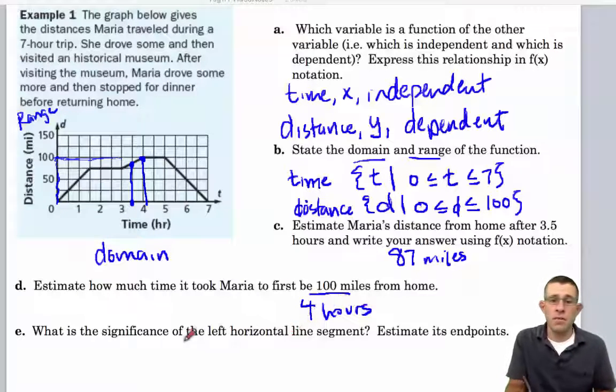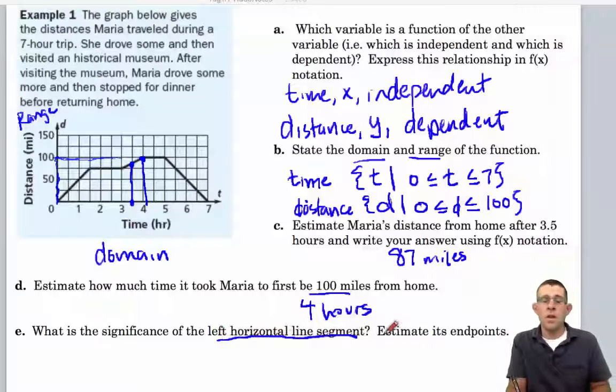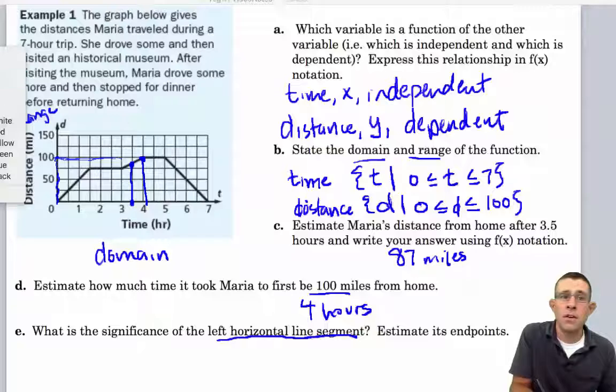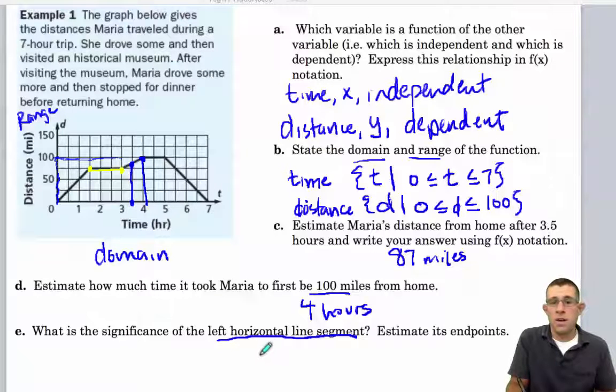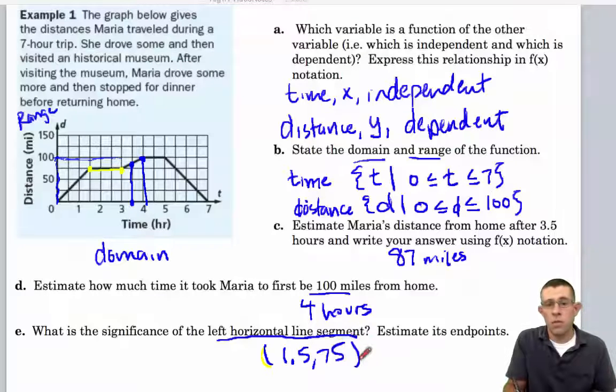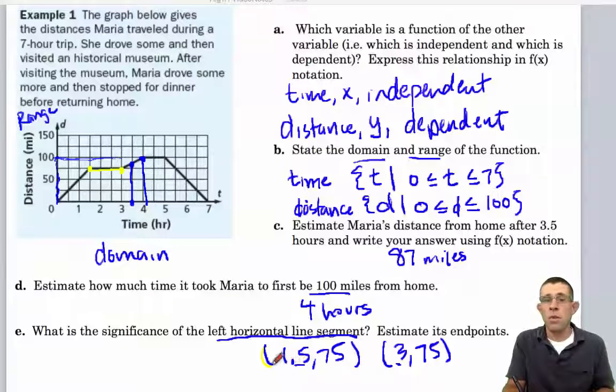All right, next it says, what is the significance of the left horizontal line segment? Estimate its endpoints. So I'm just going to highlight that here in a different color. Let's use yellow. That horizontal line segment stretches from about 1.5, 75 to 3, 75. So one endpoint is (1.5, 75), and the other endpoint is (3, 75). So between 1.5 hours and 3 hours, she didn't move any distance away from home. So the significance of this little horizontal line here is the time that she spent at the museum.